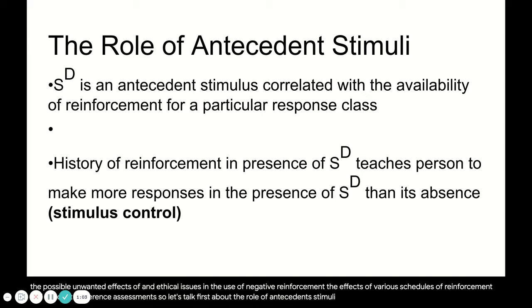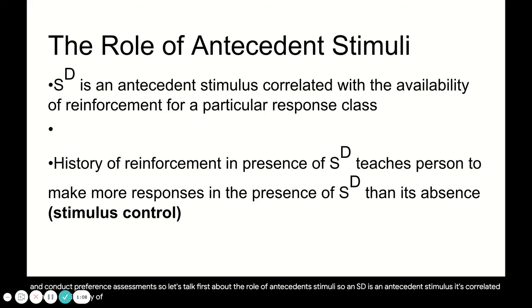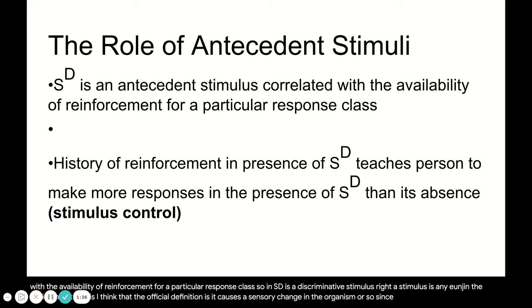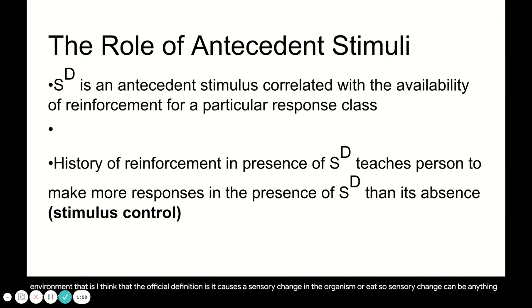So an SD is an antecedent stimulus that's correlated with the availability of reinforcement for a particular response class. So an SD is a discriminative stimulus, right? A stimulus is any change in the environment that, I think the official definition is, causes a sensory change in the organism, right? So a sensory change can be anything that we see, feel, hear, smell, taste, right?